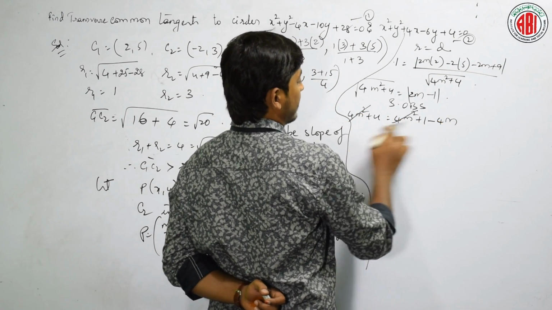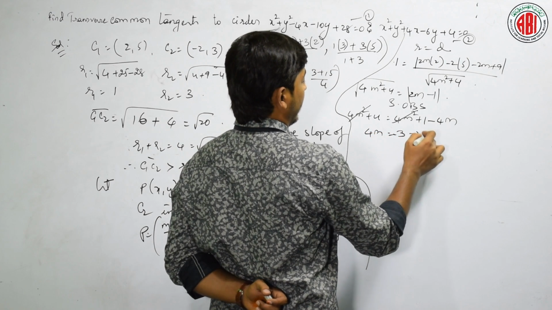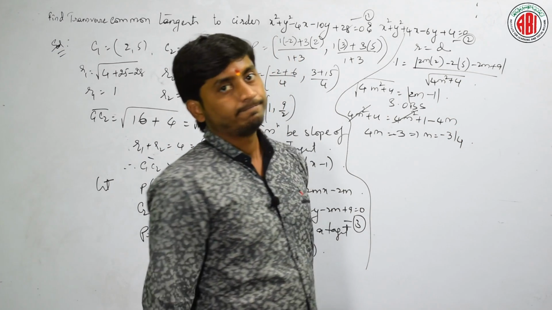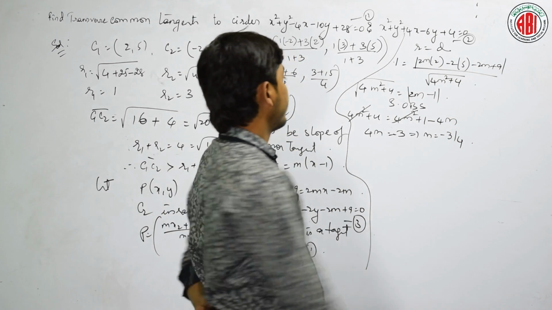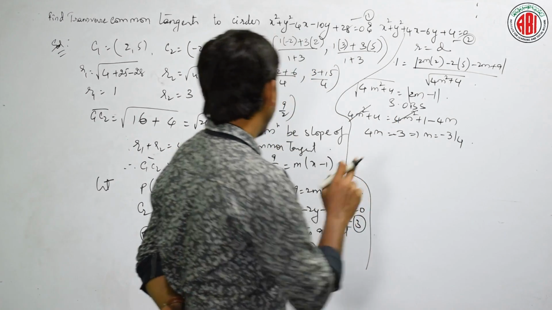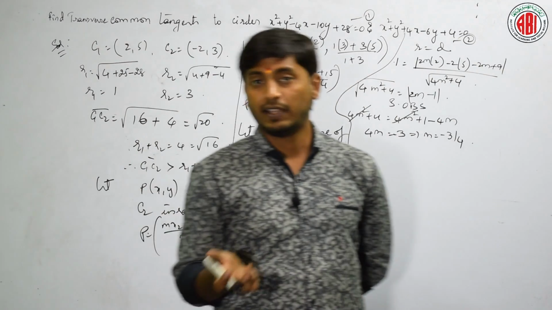I will get 4m is equal to minus 3. I will get m as minus 3 by 4. Is it right? Did you understand? This is the value of m. Now, we have to substitute this value. I will get directly the equations of tangents.